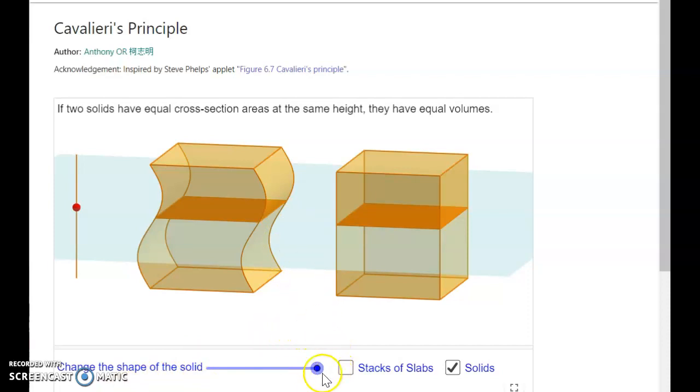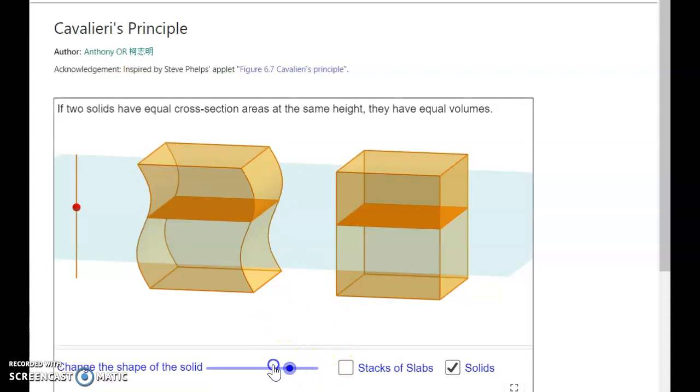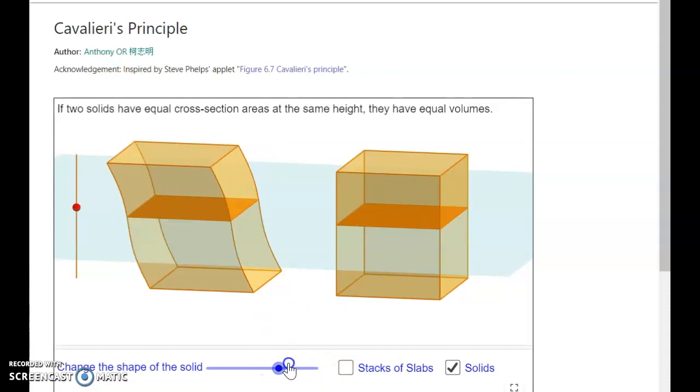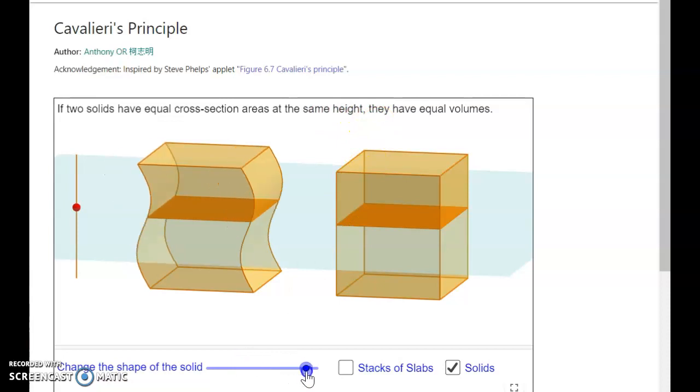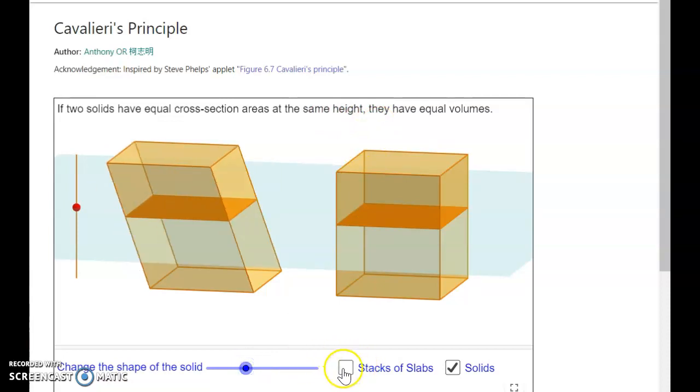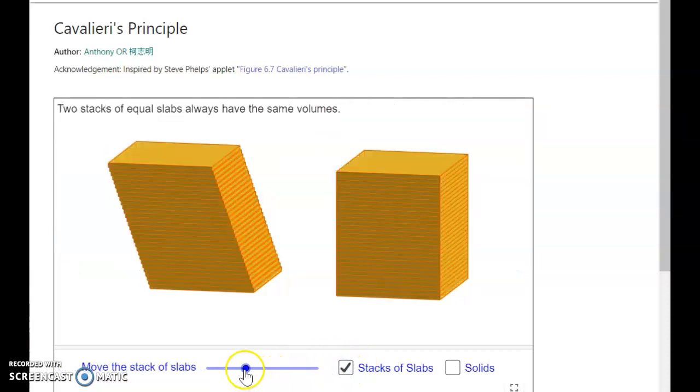Okay, so you can see, you can play around with this GeoGebra tool. You can move this around and notice that as long as the two solids have the equal cross-section area, and same height, they take up the same volume. It does not matter what happens. Okay, and you can turn this into slabs. And you'll find this link on the resources.